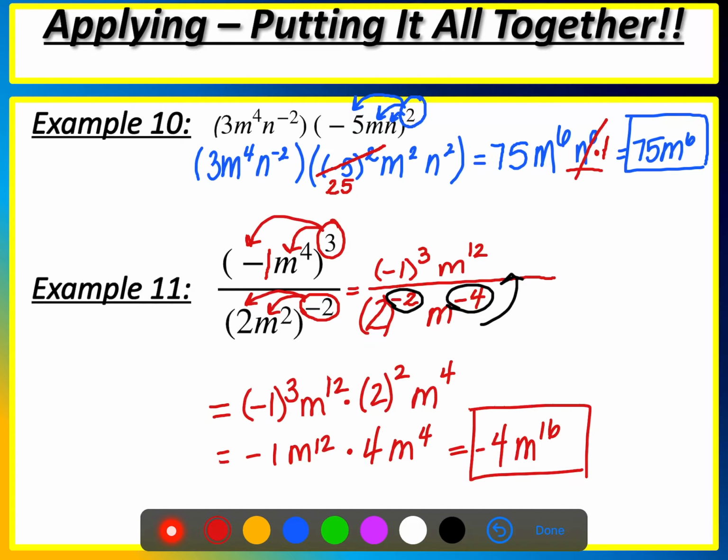Okay, now you can choose to do things in a different order towards the middle of the problem. If you wanted to add the exponents together before you did the coefficients, you could do that. But definitely the first step has to be the power to a power, because you can't do anything until you take care of the parentheses. Let's keep going.